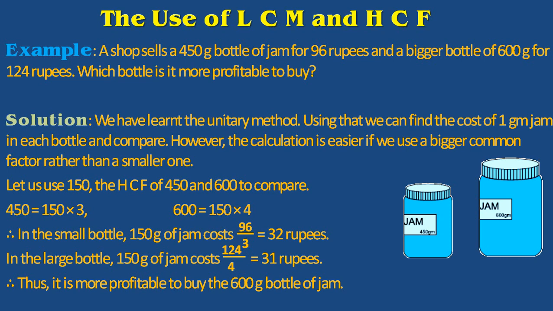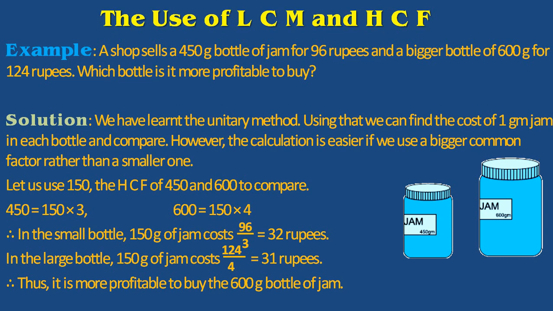A shop sells a 450 gram bottle of jam for 96 rupees and a bigger bottle of 600 gram for 124 rupees. Which bottle is it more profitable to buy? Now this can be solved by the unitary method. But in the unitary method we will get the cost of 1 gram of jam in each bottle and then compare. However, the calculation is easier if we use a bigger common factor rather than a smaller one.